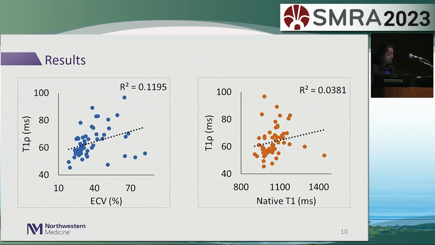When we try to look at correlations between T1-rho and ECV and T1-rho and native T1, as you can see, there is no clear correlation that we can pick up from the data at this point. However, we think that T1-rho could be affected by many factors, such as the type of disease, is it ischemic or non-ischemic, and the duration that the patient has had this cardiomyopathy. So our goal is to look more deeply into this data to see if there's something else we can tease out from this information.